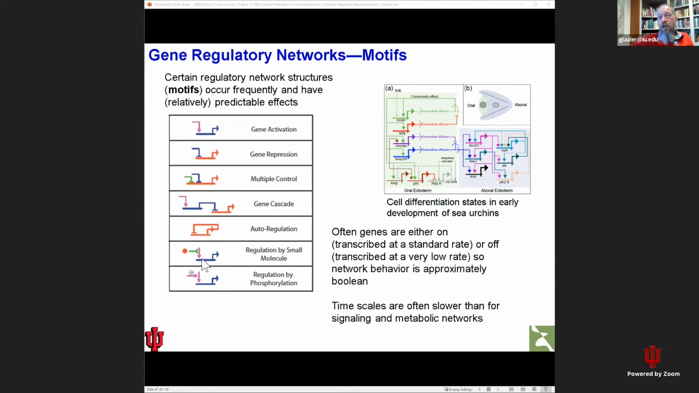The effect of something being turned on, being inhibited by something else, and the regulation of phosphorylation. This molecule can only turn the gene on if it's phosphorylated. And this kind of circuit exists again and again, and there are a whole bunch of these motifs, some of which you see repeatedly in biology.